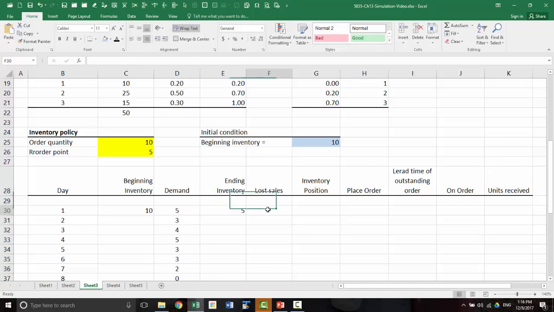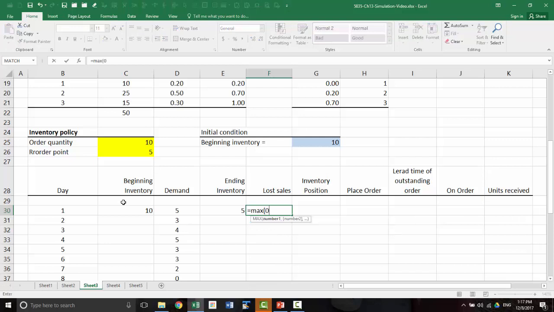Then lost sales will be, again, demand minus beginning inventory, if it is positive. In this case there is no lost sale. So 5 minus 10, but only if it is a positive number. Right? So if demand is greater than beginning inventory, then the difference is lost sales. Otherwise, there are no lost sales. So that would be max of either 0 or demand minus the available inventory.